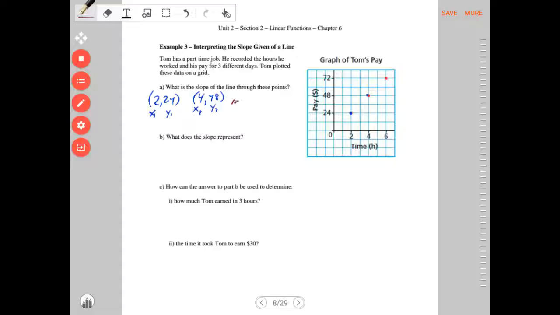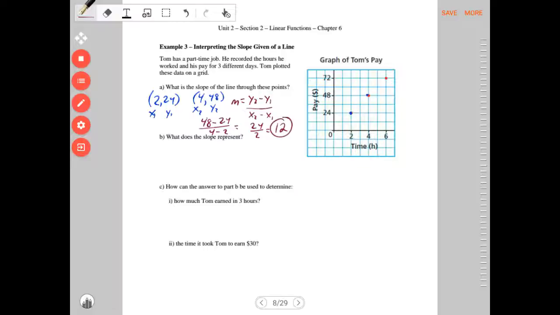And then the formula is slope equals y2 minus y1 over x2 minus x1. So y2 is 48, y1 is 24, x2 was 4, and x1 was 2. So we just plop in the numbers and then subtract. 48 minus 24 is 24. 4 minus 2 is 2. So 24 divided by 2 is 12. So that is my slope.